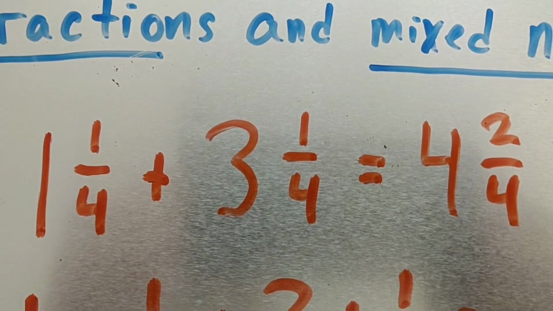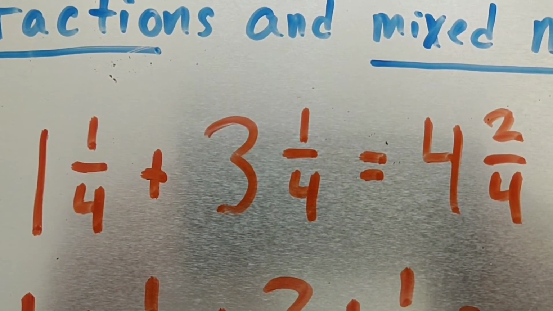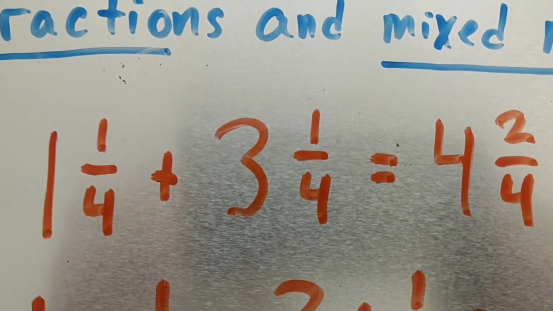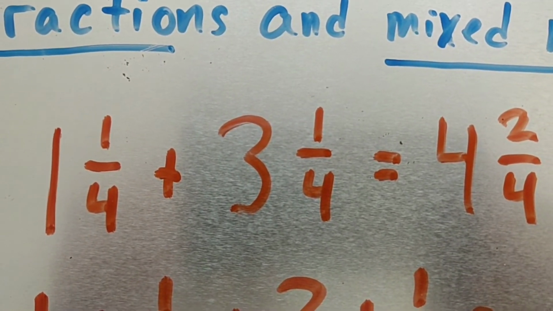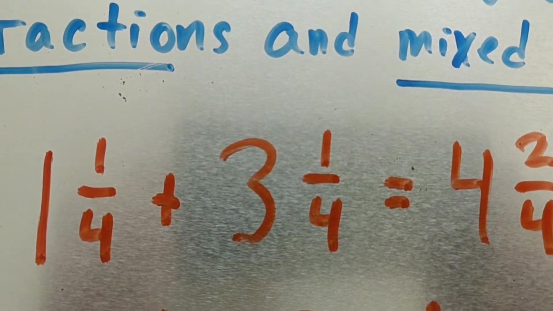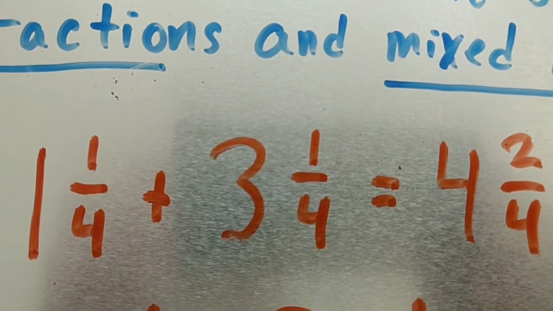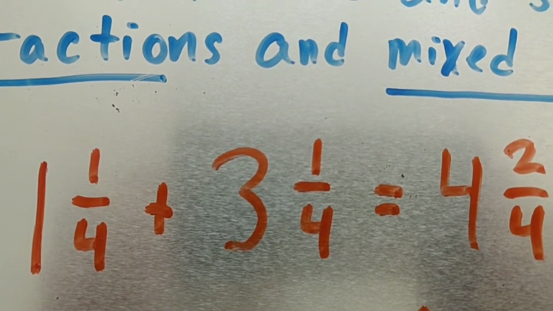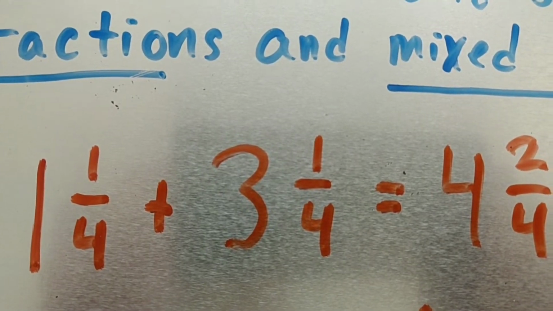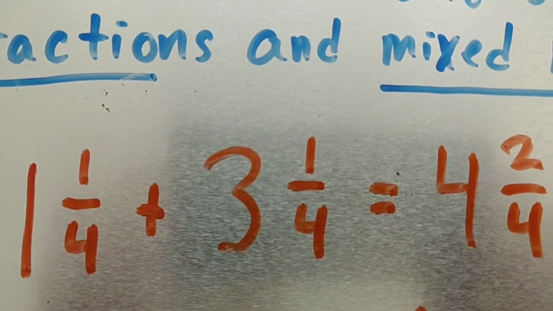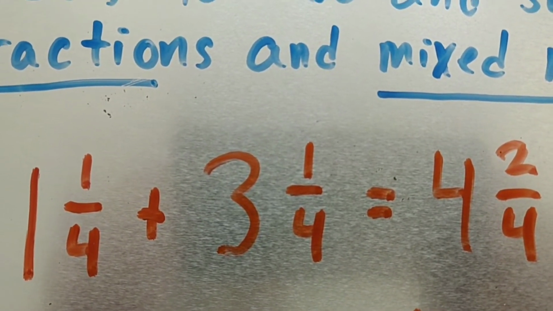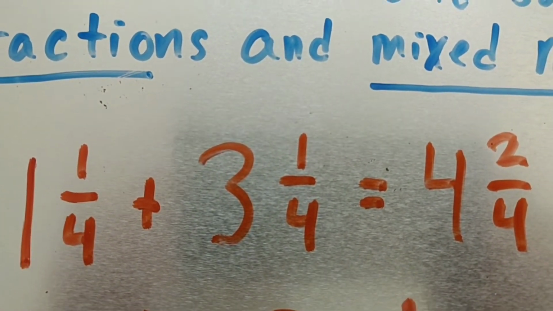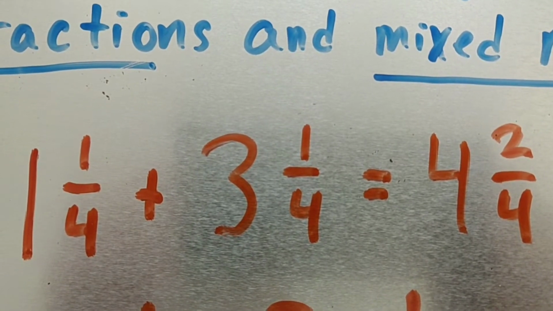So 1 1/4 plus 3 1/4 equals 4 2/4. And you may even be able to look at that and already notice that if you added the 3 and 1, you'd get 4. If you added the 1/4 and 1/4, you'd get 2/4. You might be able to see the 4 and 2/4 there. But here's where the models become even more important, when the mixed numbers we're adding get a little more challenging.